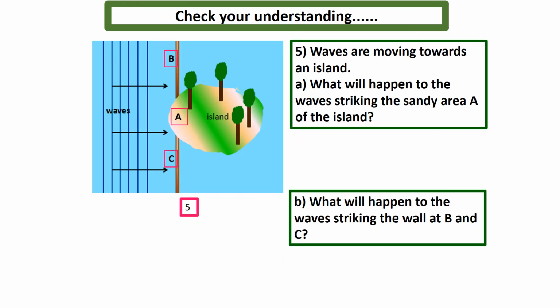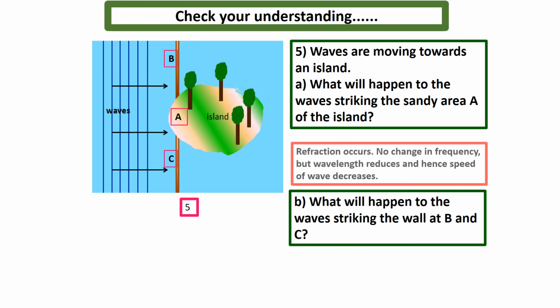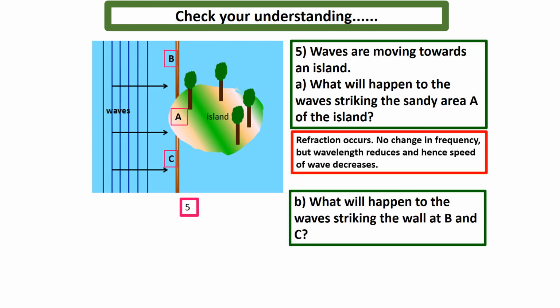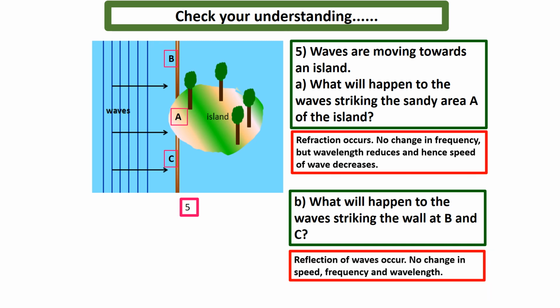So this is a practical application. If we've got an island, okay, in the middle of a stream, and the waves hit that island, what happens? Refraction occurs. So there's no change in frequency, but the wavelength reduces, hence the speed of the wave decreases. And reflection of waves does occur, and there is no change in speed, frequency, or wavelength.